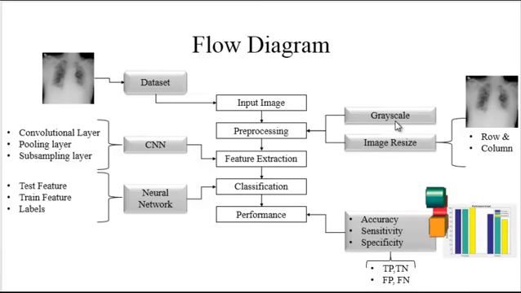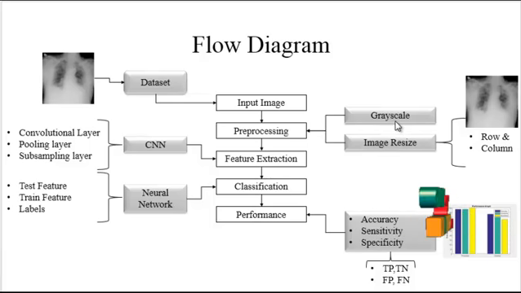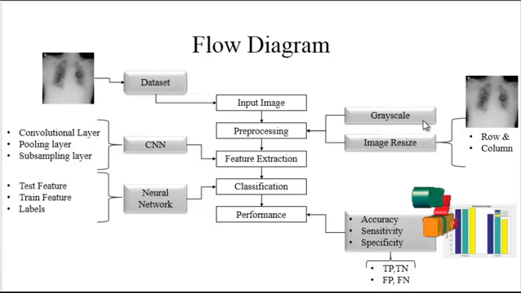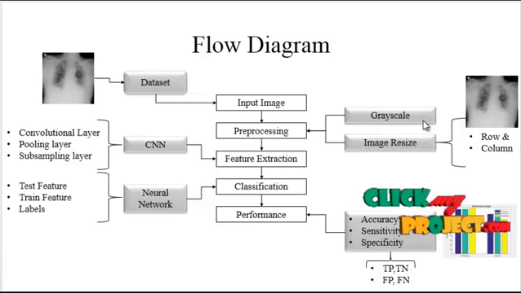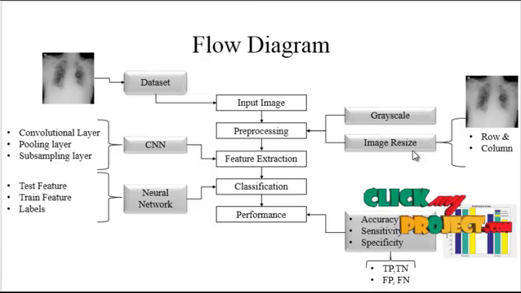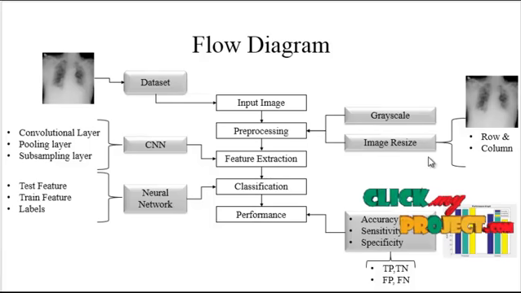In the grayscale conversion step, the image is converted into grayscale. At first, we have to know what an RGB image is. An RGB image consists of three bands: red, green and blue. Hence, in this step, the three bands are converted into one single band, that is the grayscale. After converting the image into grayscale format, the image resize will be done. Image resize is done to optimize the size of the image. Here the row and column of the image will be changed to an optimized size.